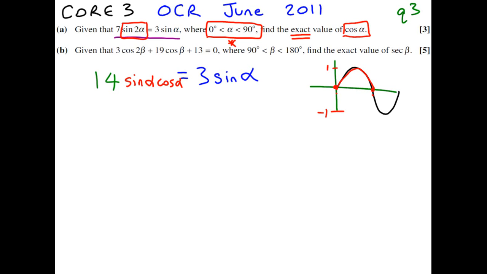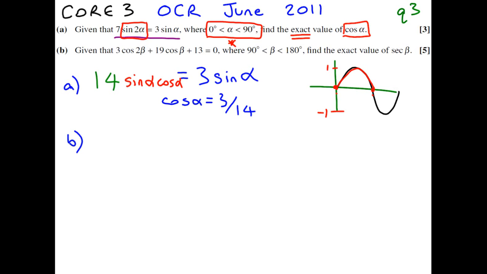That allows us to divide by sine alpha and get the expression 14 cos alpha equals 3, and hence divide by 14 to get the exact value of cos alpha as 13 over 4. That's part A then. Part B is a little bit more tricky.